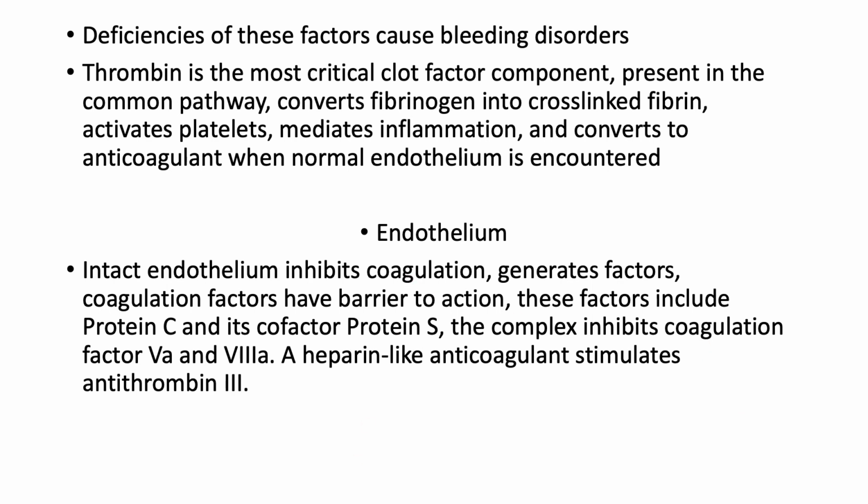Thrombin is the most critical clot factor component. It is present in the common pathway. It converts fibrinogen into cross-linked fibrin, activates platelets, mediates inflammation, and converts to anticoagulant when normal endothelium is encountered. The intact endothelium inhibits coagulation and generates factors. These coagulation factors have barriers to action. These include protein C and its cofactor protein S. This complex inhibits coagulation factors 5A and 8A.